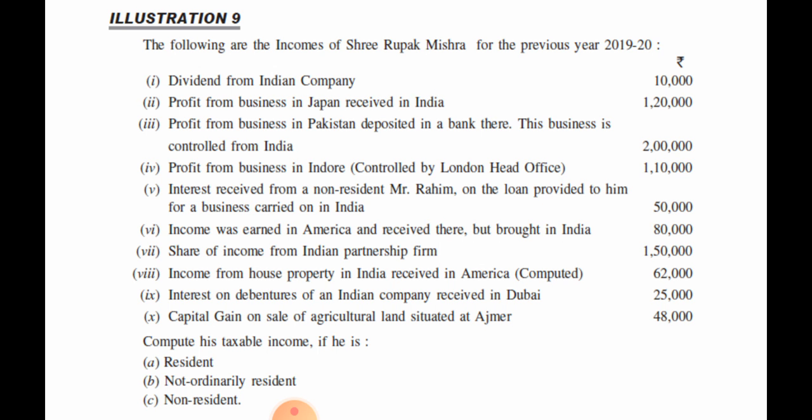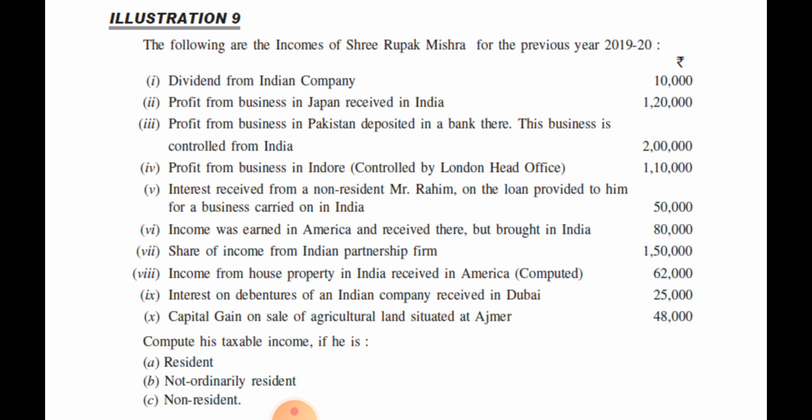Profit from business in Japan received in India. Whenever you are given such information, you only consider its receipt, as we say that the income received on the first occasion matters. So it is received in India for the first time. This is why it is to be taken as Indian income.